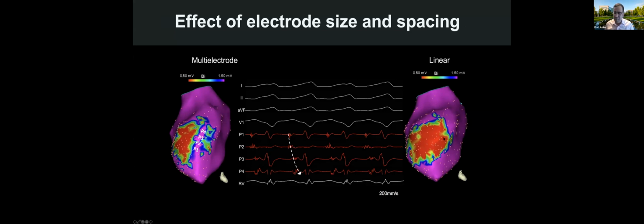So this is one of the examples that we had when we wrote the paper comparing PentaRay to ThermoCool in the ventricle. This is an animal model of healed anterior wall infarction, and you can see a dense map with what looks to be homogeneous scar with ThermoCool, showing you a channel of higher voltage with the PentaRay, and this channel just happened to be an area of diastolic pathway. So that was nice because it showed us that maybe what we think is dead may not be dead, and there could be some electrograms behind it.